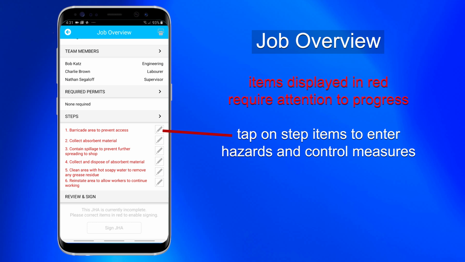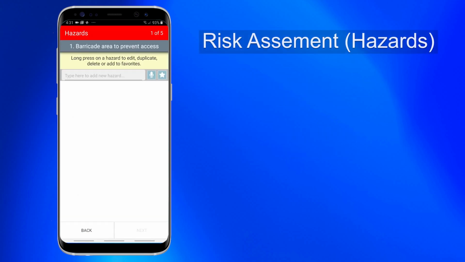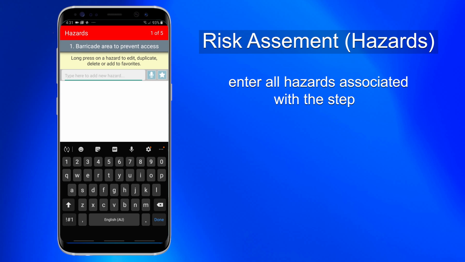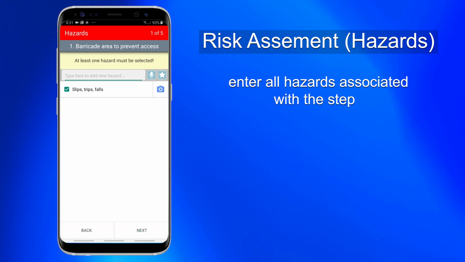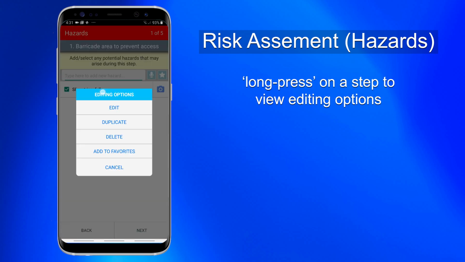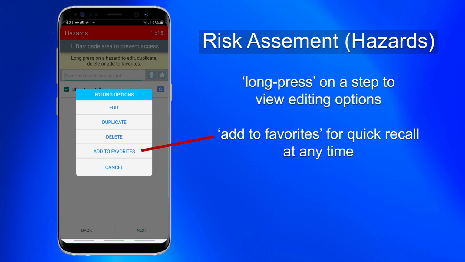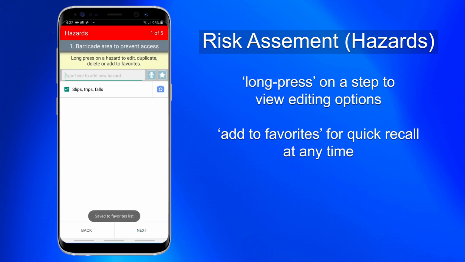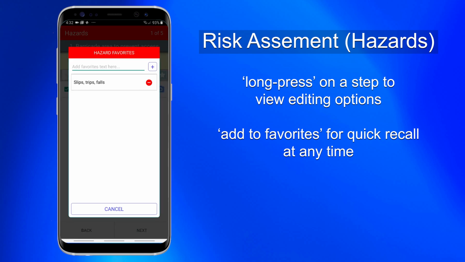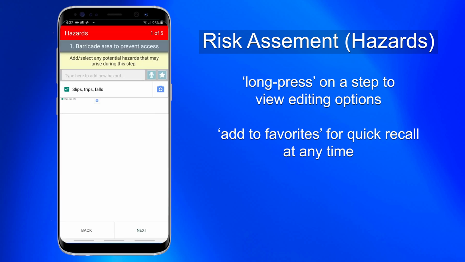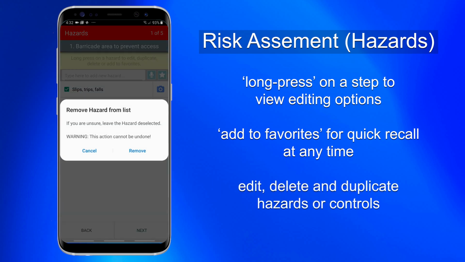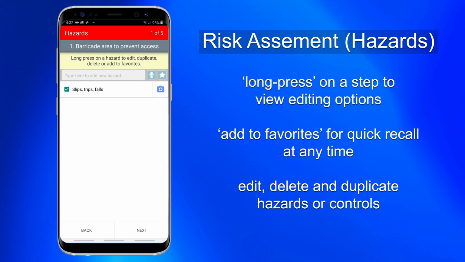Now we need to enter the hazards and controls and rate them. Firstly, enter any hazards required for your step. If you find yourself using a certain hazard or control quite often, if you do a long press on that hazard or control, you can tap the Add to Favorites button, and next time you need to enter that hazard or control, it will bring up a list for you to simply select. You can also delete or duplicate hazards and controls. I'll show you where that can be useful in the next section.